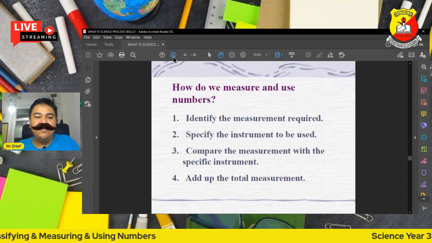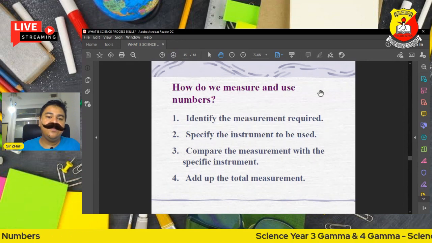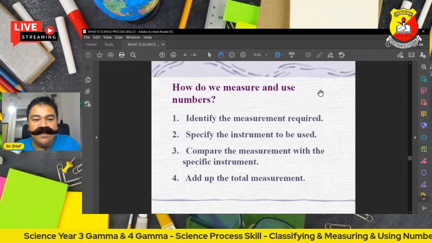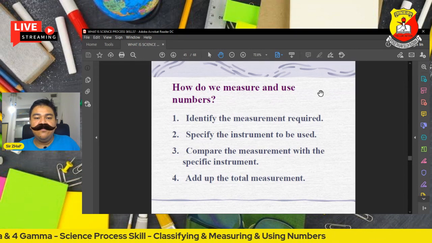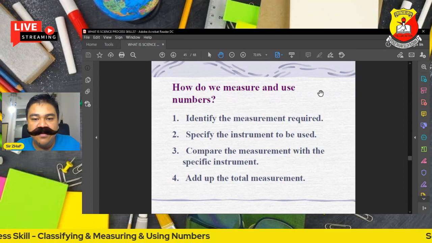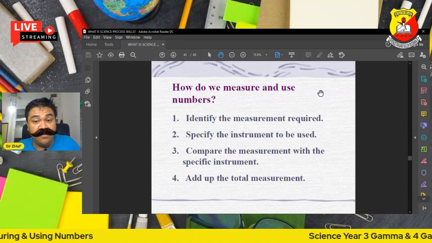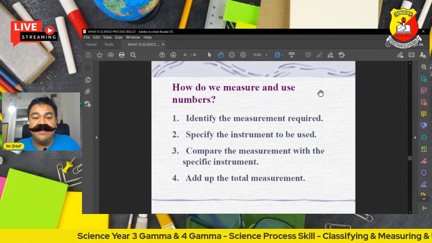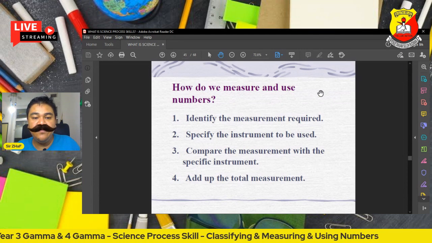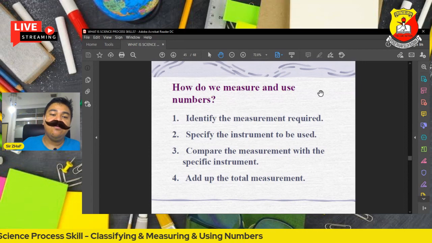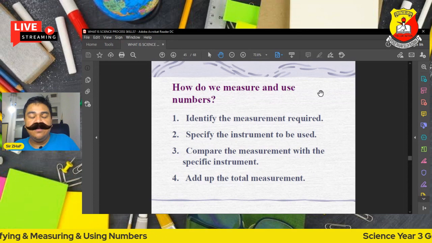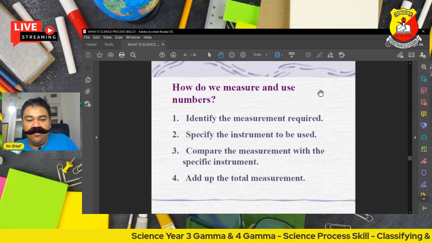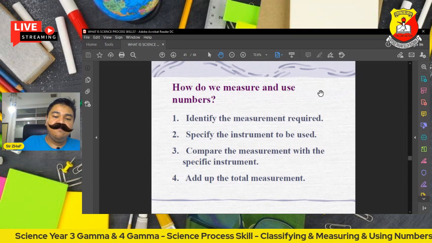How do we measure and use number? First, you need to identify the measurement required. If you want to identify the height of your body, you need to identify the measurement required and then specify the instrument to be used. What do you need to use when you want to measure your height? Then number 3, compare the measurement with the specific instrument. If you have two instruments, you can compare the measurement. Is it correct or not? Number 4, add up the total measurement.